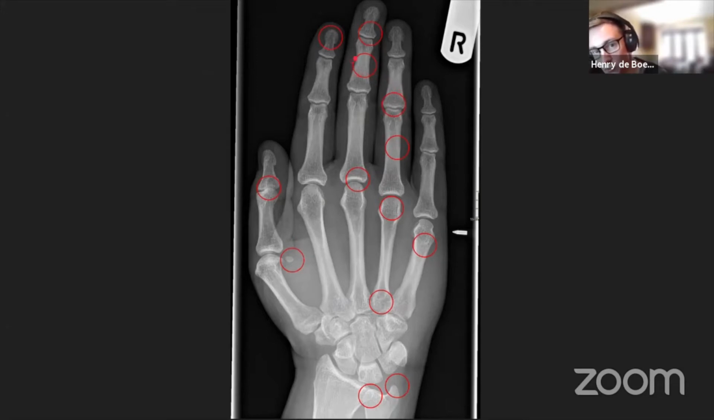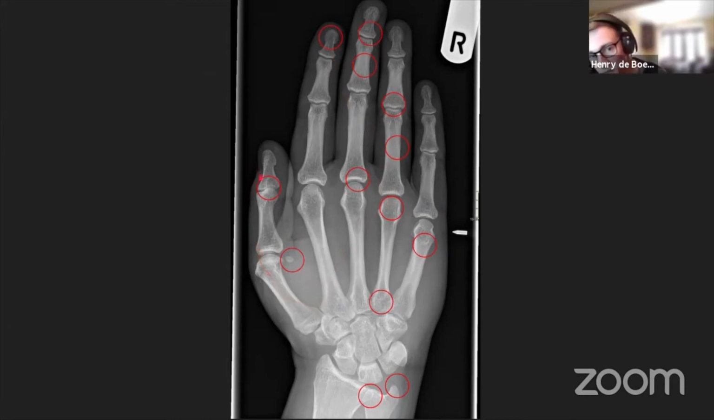This would be the right middle finger shaft of the middle phalanx, right middle finger distal interphalangeal joint, and then this is the distal phalanx of the right index finger, but specifically the very end we call the tuft. So that's the tuft of the right index finger distal phalanx.